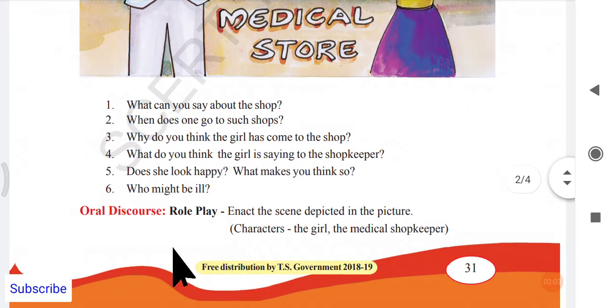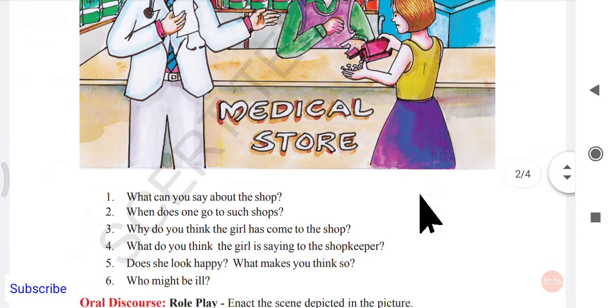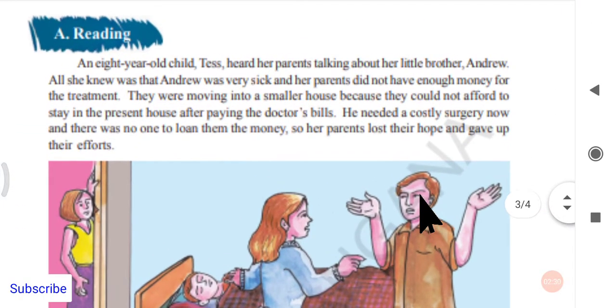Next, we have oral discourse, or role play. Enact the scene depicted in the picture. Characters: the girl and the medical shopkeeper. This one you have to enact in the classroom, that is a classroom activity. One should play the girl's role and another one should play the medical shopkeeper's role, and there should be some dialogues between them, and your teachers will take care of that. No need to worry. We are worrying about the explanations here.